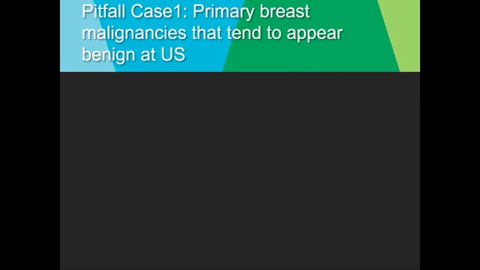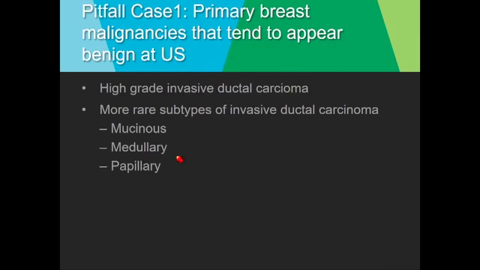I just wanted to quickly review a few other primary breast malignancies that can appear benign at ultrasound. So we've already talked about the high-grade invasive ductal carcinomas, but there are some more rare subtypes of invasive ductal carcinoma that can also appear benign, including mucinous, medullary, and papillary, and I will be showing some examples of mucinous and papillary carcinomas, as well as very rare adenoid cystic carcinoma, which is more often seen in salivary glands, and then phylloides tumors, which are most often benign, but can behave aggressively and also be malignant and metastasize. And I'll go over an example of those later.